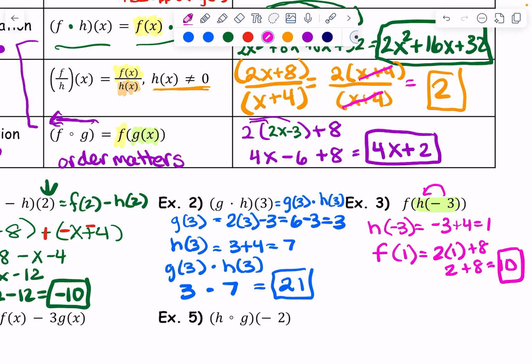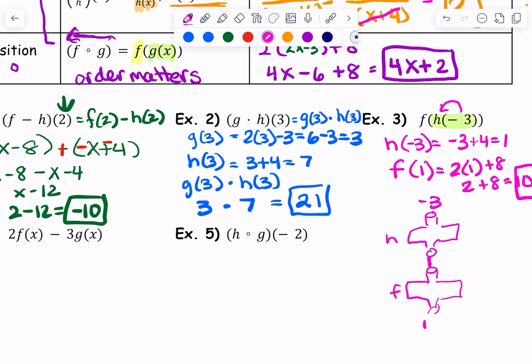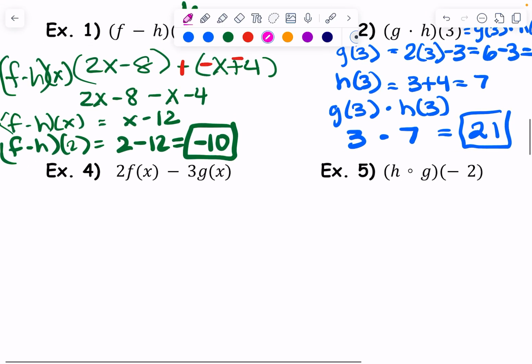So if you want to look at it visually, it would have looked like first we went into h, and then the output fell out and went into f. So we put a negative 3 in, out came a 1, the 1 went in, and out came a 10. But you guys don't have to write the function machines if you don't want to, but if it's helpful, go right ahead.